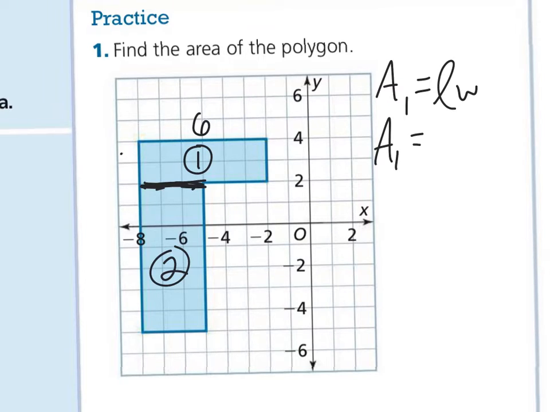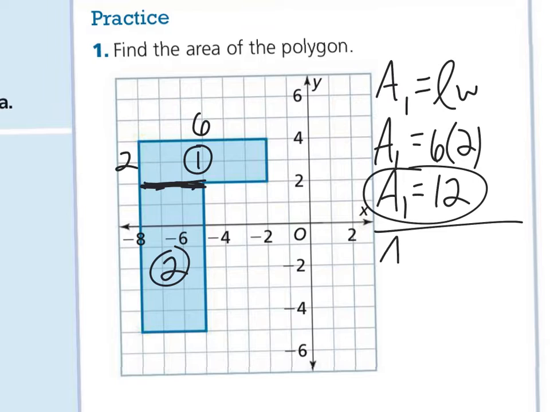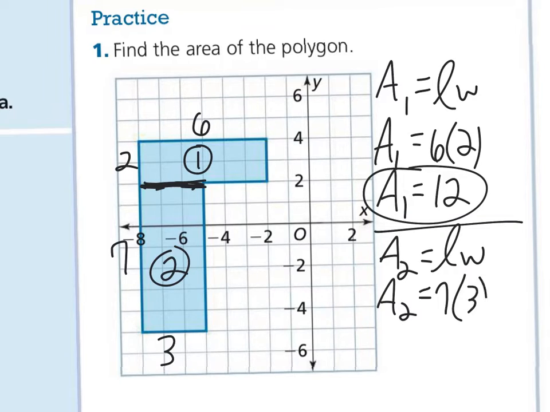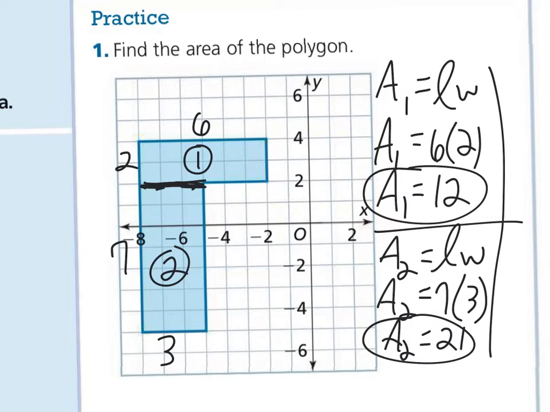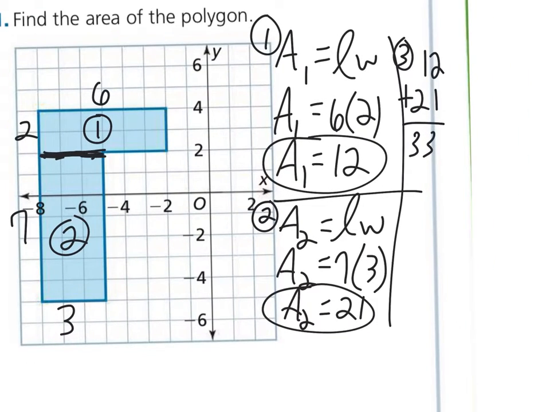So length is 6, width is 2 on our top rectangle. So 6 times 2 is 12. Would be our first area. Second area, same idea, length times width. So our dimensions there would be 7 and 3. So 7 times 3 is 21. And then we can add those two together. So 12 plus 21, which is 33. So 33, we don't know what they're doing here exactly, so we'll just say 33 square units.